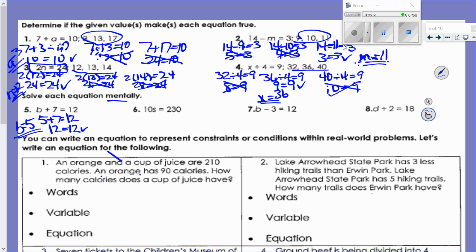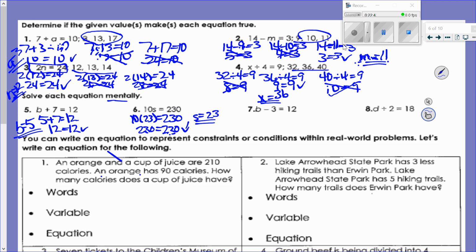What about for our next one? Xavier, don't lean back in the chair. 23. So let's try that. 10 times 23 equals 230. 230 equals 230. Check. So I know that S equals 23 was my solution.